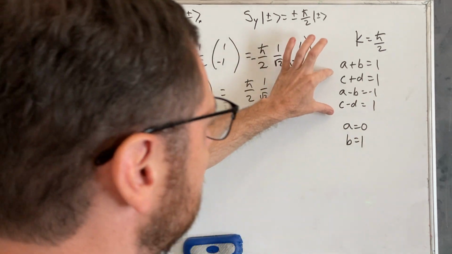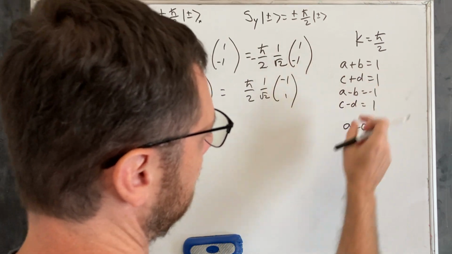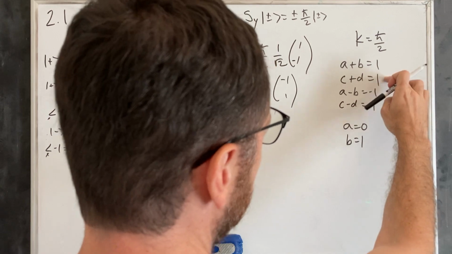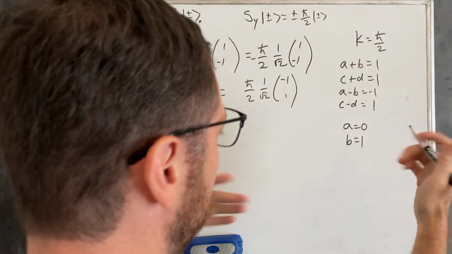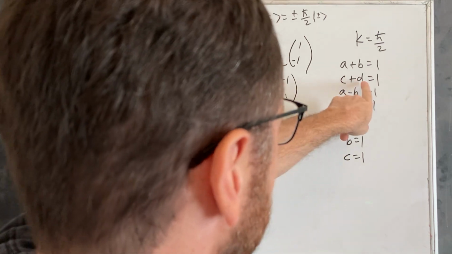We do the same thing with c. So we combine these, then our d's will cancel out. We'll have 2c equals 2. We have a positive 1, a positive 1. So 2c equals 2, or c equals 1. And if c equals 1, then d has to equal 0.